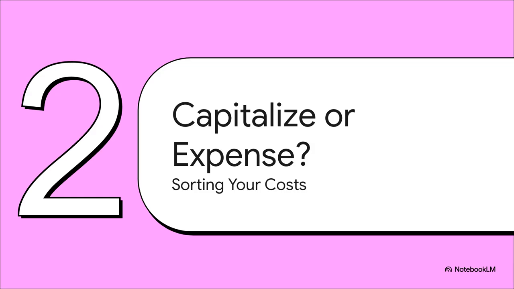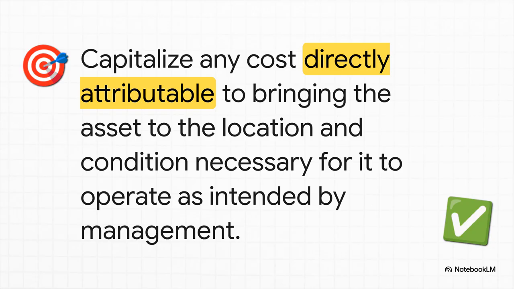Get ready because this is a classic LCPA setup. They'll give you a huge list of different payments and expenditures related to a new asset. Your mission is to know instantly which ones to add to the asset's cost, that's capitalizing, and which ones to just expense right away. This right here, this is your secret weapon. For every single cost on that list, you have to ask yourself one question. Was this absolutely necessary to get the machine working on the factory floor? If the answer is a hard yes, you're probably capitalizing it.